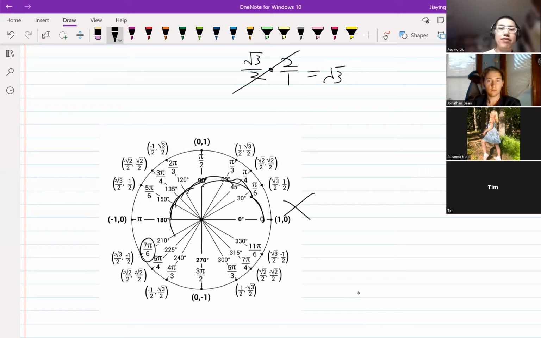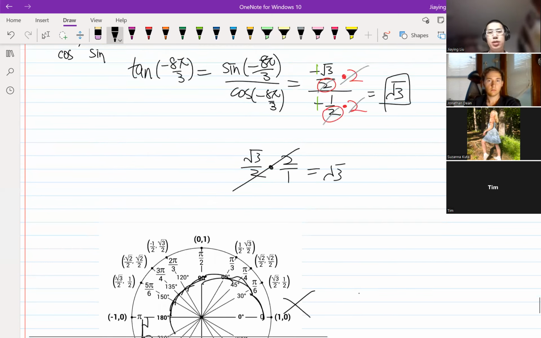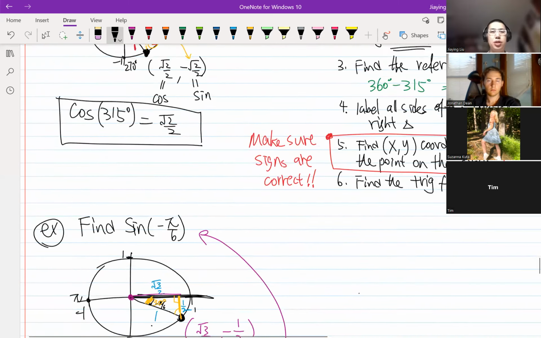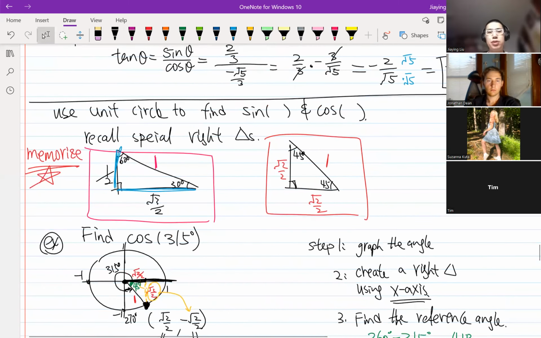And if you give me a point and ask what the x, y coordinate is, I don't memorize them. Instead I draw a right triangle using the x-axis and use the special right triangles that you already memorized, the 30, 60, 90 and the 45, 45, 90. It's just that I memorized the hypotenuse and the legs in such a way that it's very helpful to me in the unit circle.